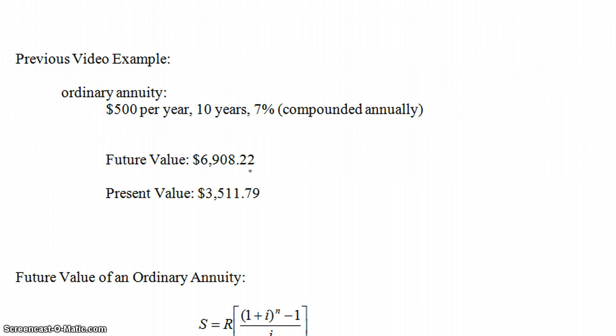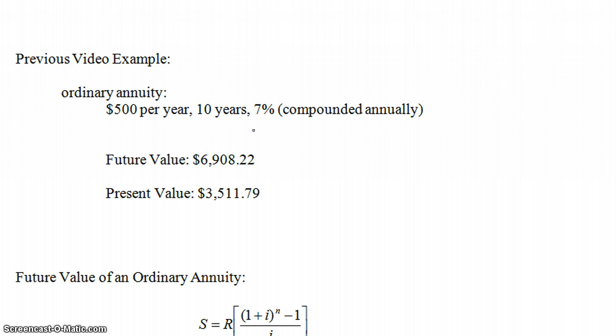Well, notice we plugged it in the formula. We got $6,908.22. That's the future value. And notice it should be more than $5,000, right? Because if we put $500 in each year for 10 years, we put in a total of $5,000. So our future value, since we're gaining interest, it should be more than $5,000. Now notice we did not put the $5,000 in one big lump sum at the very beginning. We spaced it out. We made 10 payments of $500.